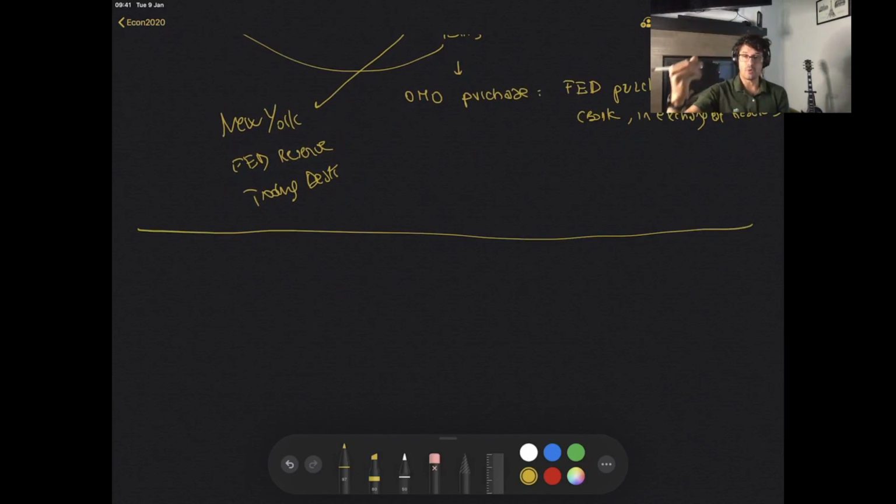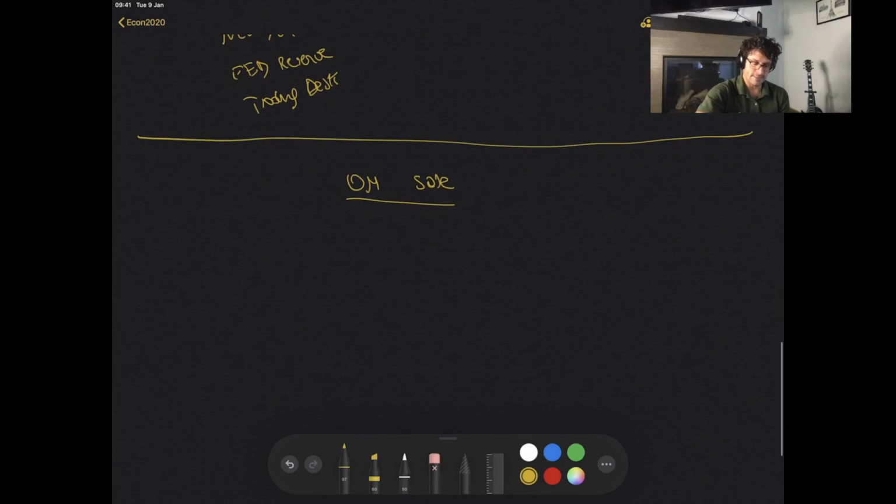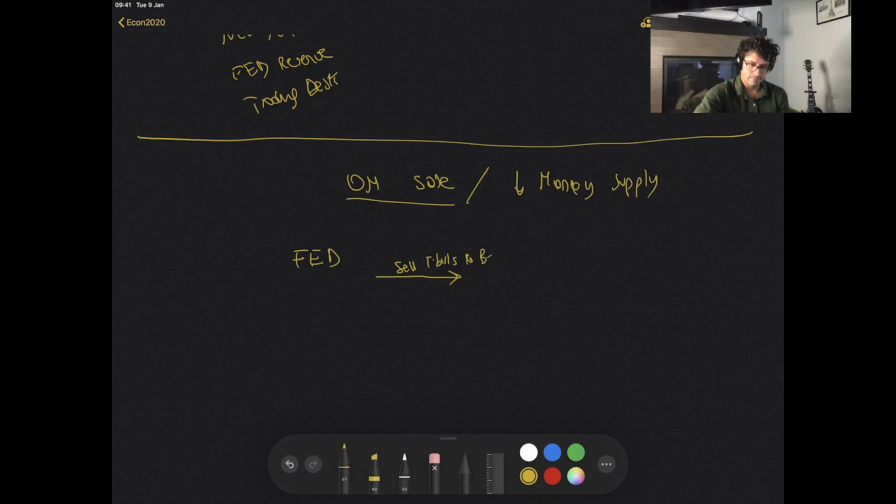Now, another operation could instead be an open market sale. So open market sales is the opposite. It reduces the money supply, and the operation is the opposite. Instead of the Fed purchasing, the Federal Reserve sells T-bills to banks. Okay, so here you have banks like Chase, and the banks pay by reducing their reserves.